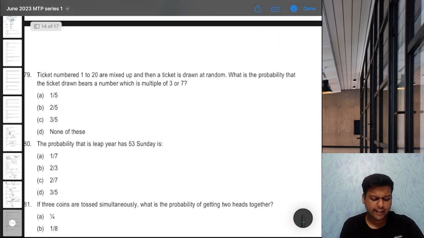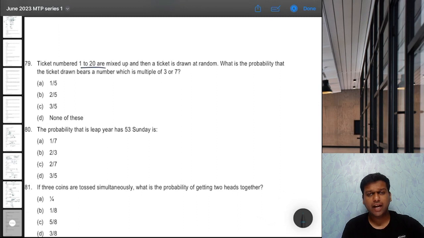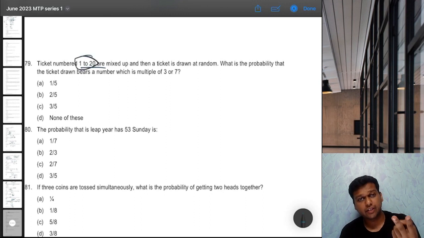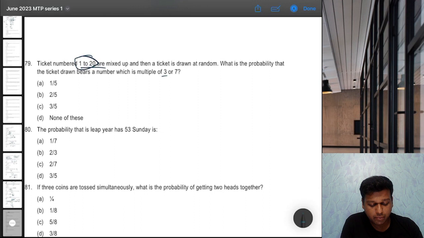79. Tickets numbered 1 to 20 are mixed up and then a ticket is drawn at random. What is the probability that the ticket drawn bears a number which is a multiple of 3 or 7? Okay, you don't need to go to anything, AP, permutations, combinations for this question, because they have given only 1 to 20, right, that we can count on our fingers. So 1 to 20, how many are multiples of 3?